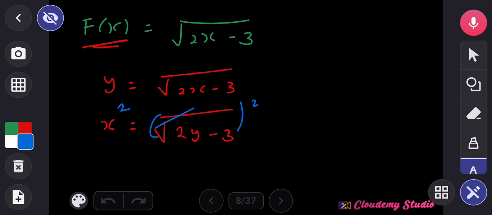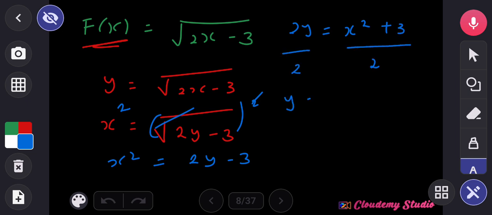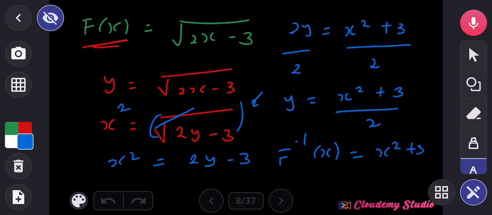So root is going to cancel square. We're going to be having x squared equals 2y minus 3. The next thing is to make y itself the subject of the formula. That means 2y will now be equal to x squared plus 3. Divide both sides by 2. Therefore, my y equals x squared plus 3 divided by 2. So the inverse function is f inverse of x equals x squared plus 3 divided by 2. You understand? That is how to solve for inverse function.